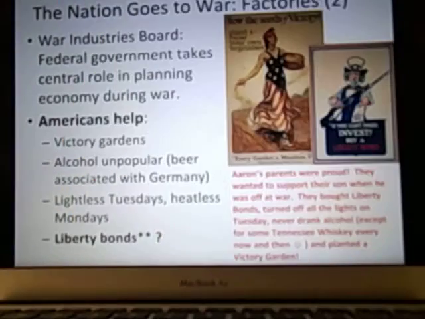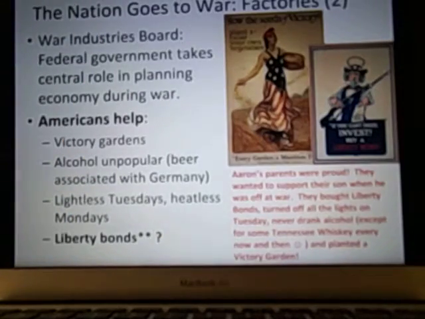People didn't turn their lights on Tuesday, didn't turn the heat on Monday, to save energy for the war. Alcohol became even more unpopular because Germany is a very strong beer country, and people didn't want to be associated with that.